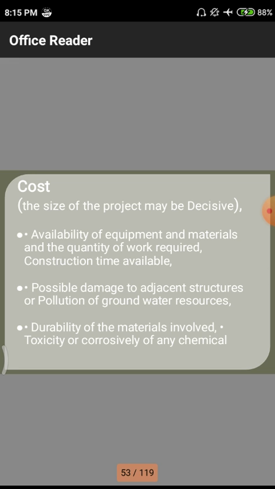So we need to assess the possible amount of damage occurring to the surrounding structures. Are there any preventive measures we need to take? How much time do we have to work on a particular site? At what time will there be less workmanship on those relevant sites? All those we need to observe.